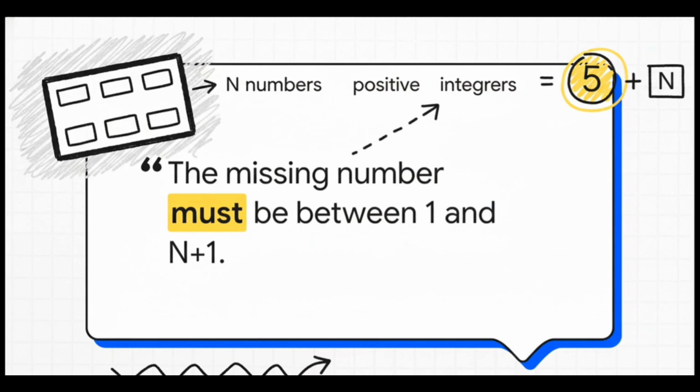If you have an array with n numbers, let's say 4 numbers, what's the smallest positive integer you could possibly be missing? Well, in the absolute best case scenario, the array is just 1, 2, 3, 4. The missing number would be 5, right? Which is n plus 1. In any other situation, the missing number is going to be smaller than that. This clue is huge. It tells us exactly where to focus our search. The answer has to be somewhere between 1 and n plus 1.